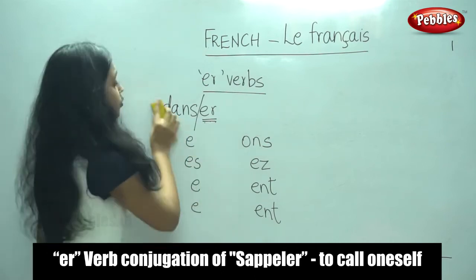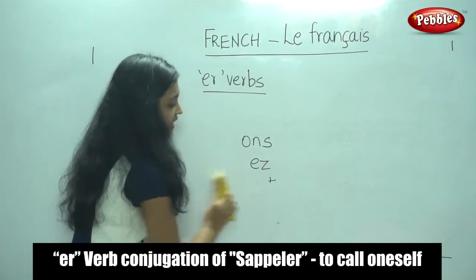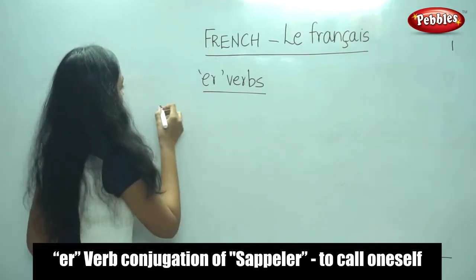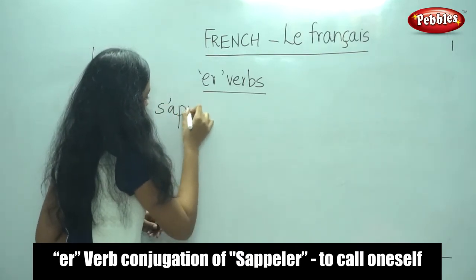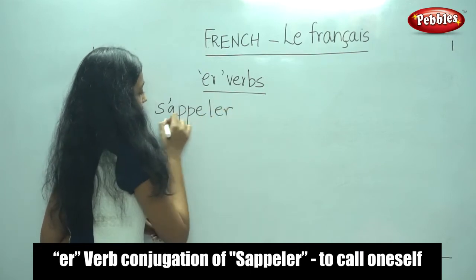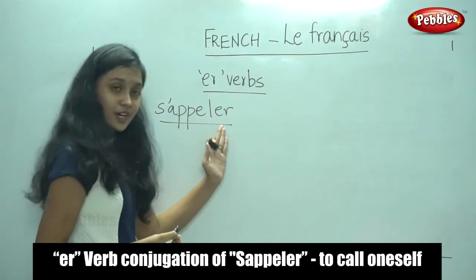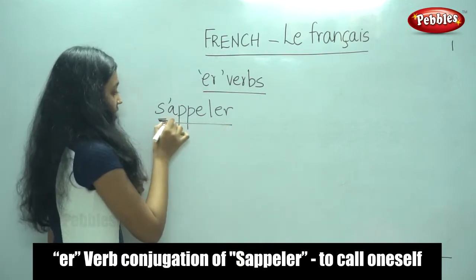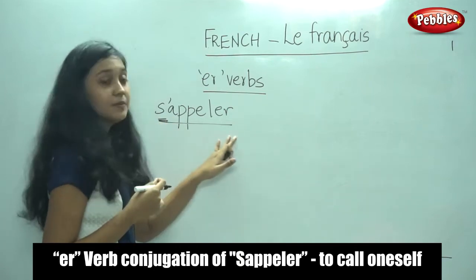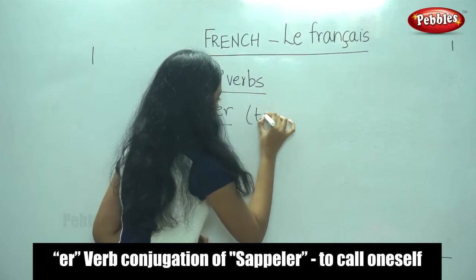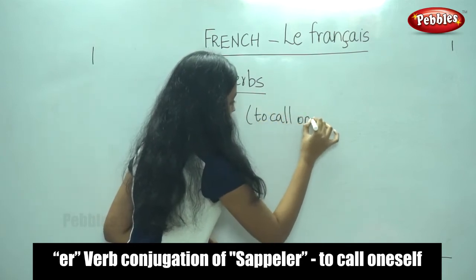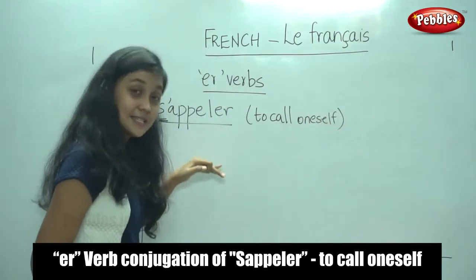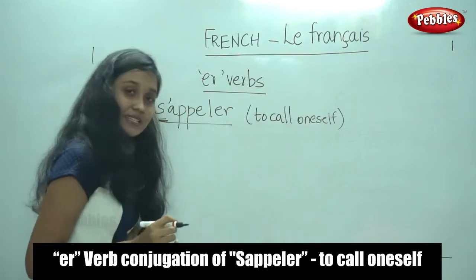So this is the conjugation for the ER verbs. Now we are going to see one more ER verb, but here we have a slight variation in its spelling. So we are going to see the verb s'appeler. This verb also ends with ER. However, this S shows that s'appeler means to call oneself. So it is an ER verb, and the conjugation is similar. However, there is a slight change. So shall we see the conjugation?